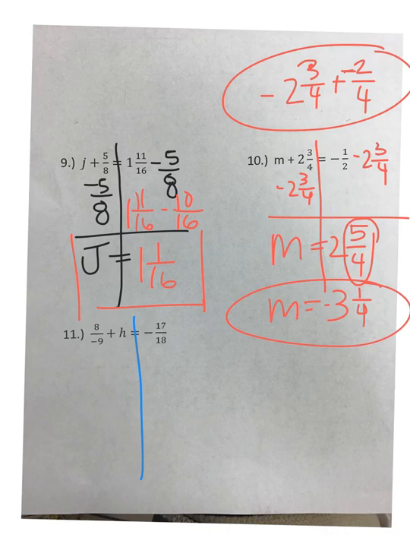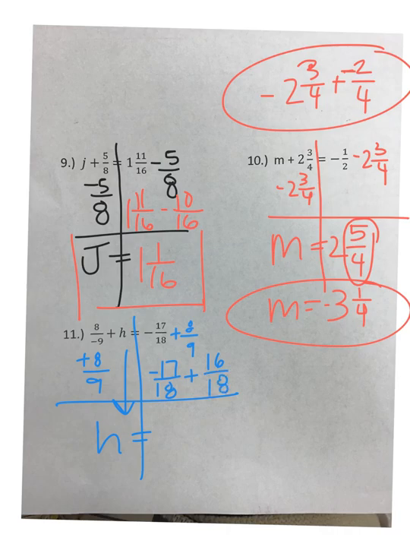Lastly, you would add 8/9 to both sides, which leaves us with h equals, you'd make common denominators, which would be 18, so we have -17/18 plus 16/18. -17 plus 16 would leave you with a -1/18. That's what h equals. Again, you could go back and plug these fractions into the original problem to double check that they are correct.